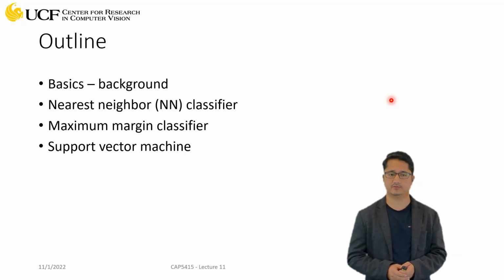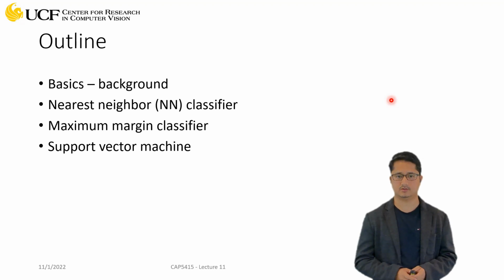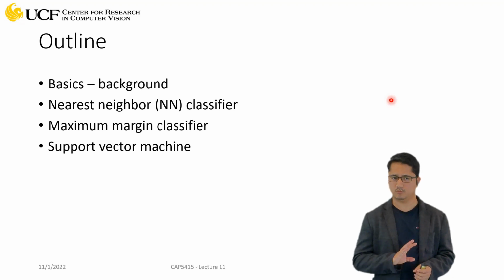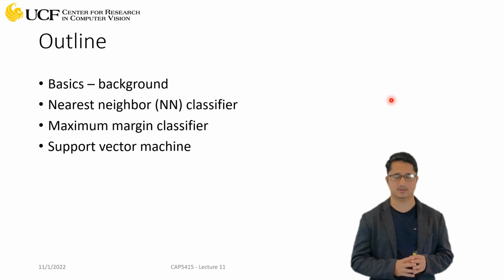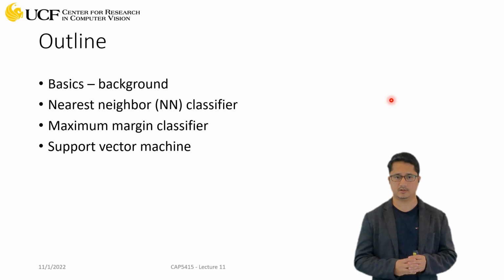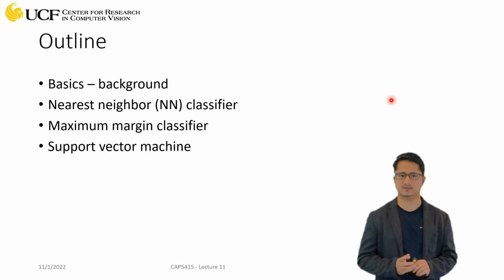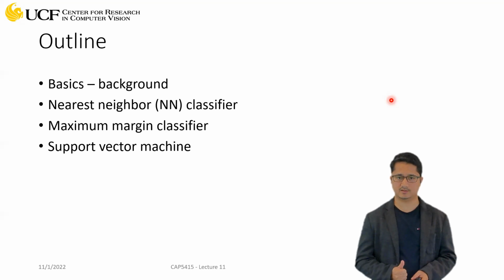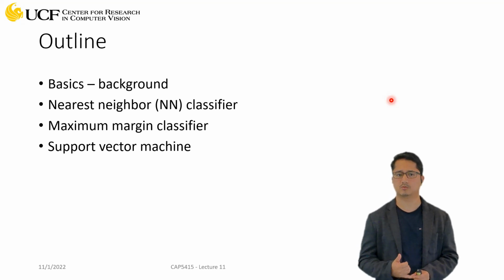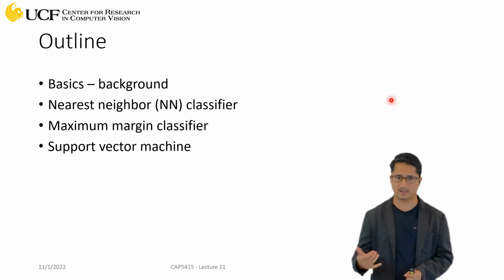The outline for this lecture will be, first we will briefly cover the basics of classification, and most of that we have already covered in this course in previous lectures. And then we will move on to different kinds of classification approaches which were there before the deep learning era. We will start with the nearest neighbor classifier. Then we'll talk about the maximum margin classifier. And finally, we'll talk about support vector machines.